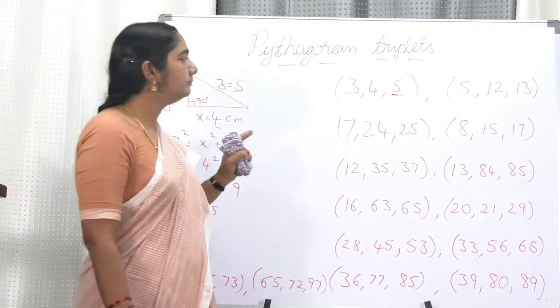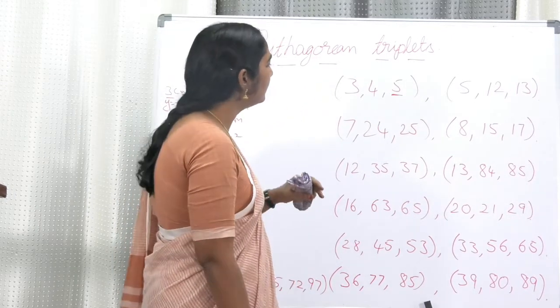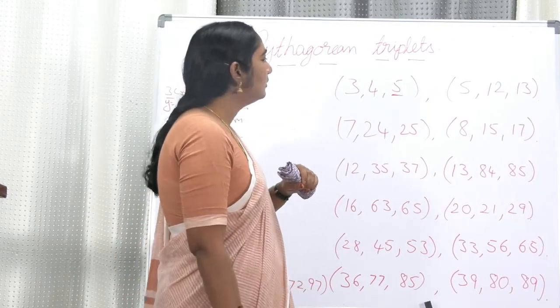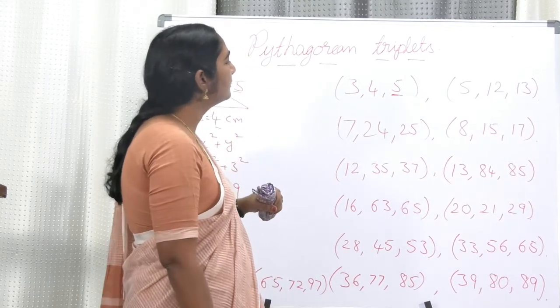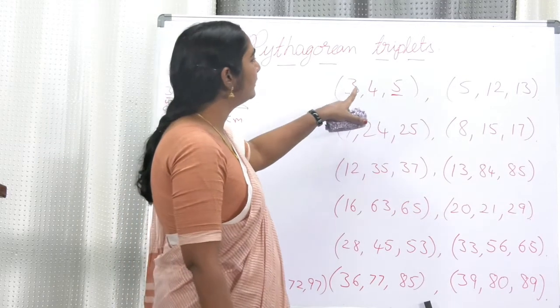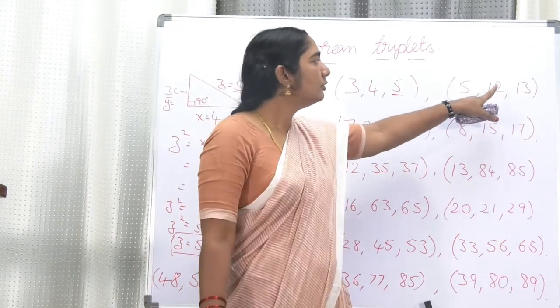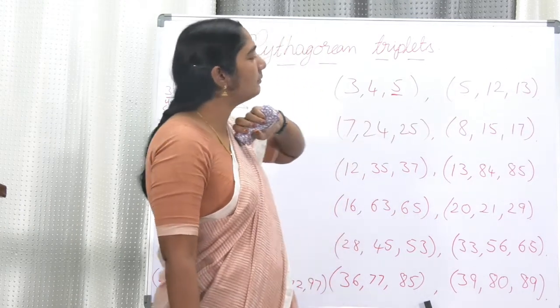In that way, I request all the students, please see that you are writing down the values of the triplets. And here are some of the values of the triplets. That is, 3, 4, 5 is one triplet. 5, 12, 13 is one triplet.